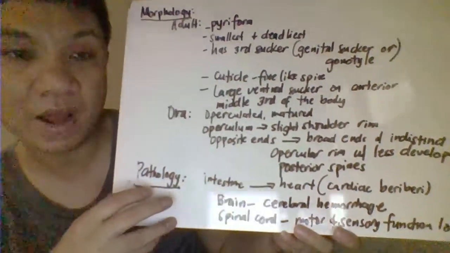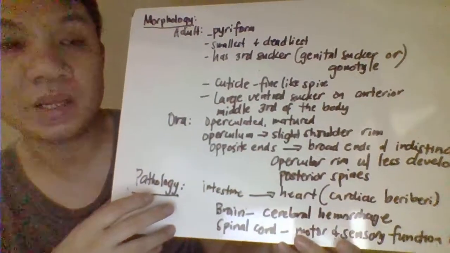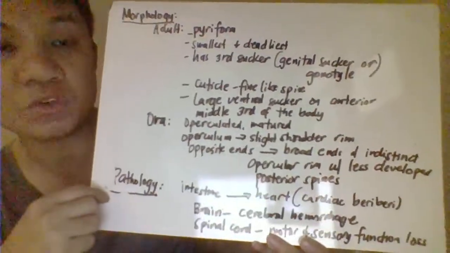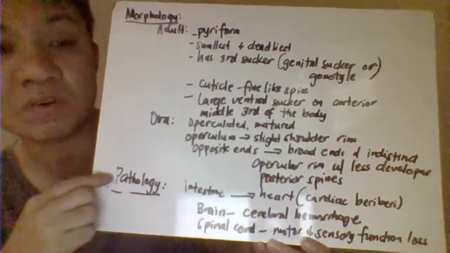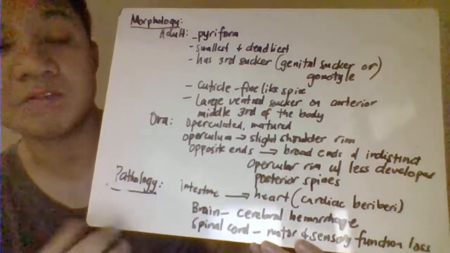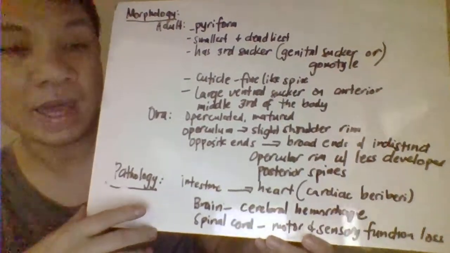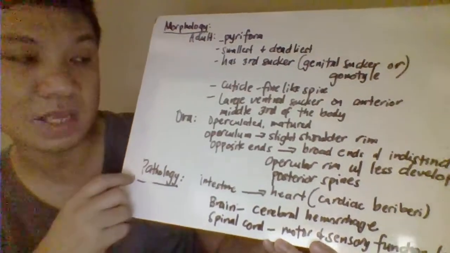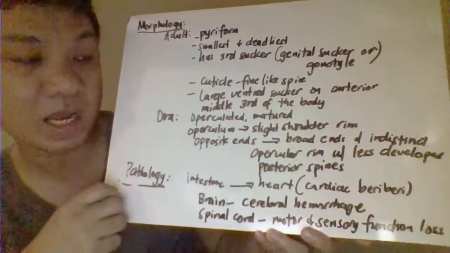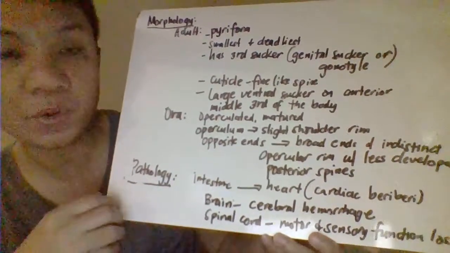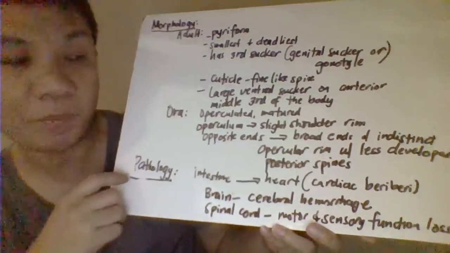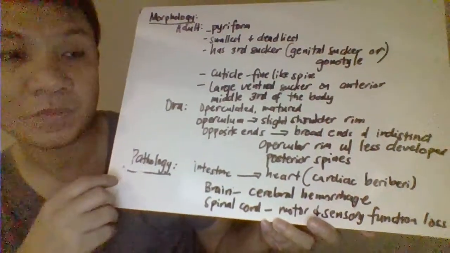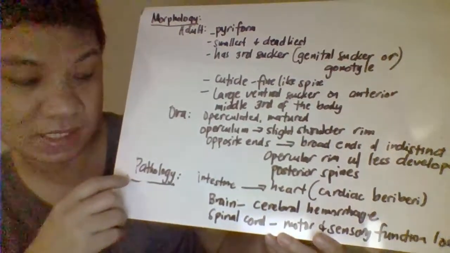Okay, for the ova, this is operculated, and embryonated or segmented. I mean to say it is mature on oviposition, so upon oviposition there's already a miracidium inside, ready to hatch. The operculum side has a characteristic slight shouldered appearance. On the opposite end, it has broad ends with an indistinct opercular rim and less developed posterior spines.